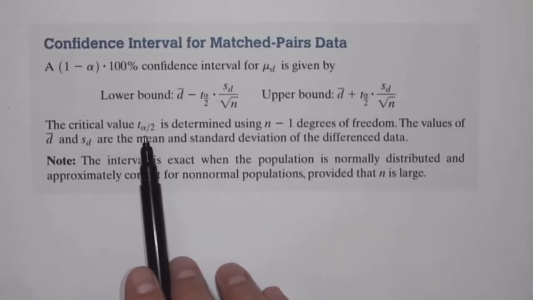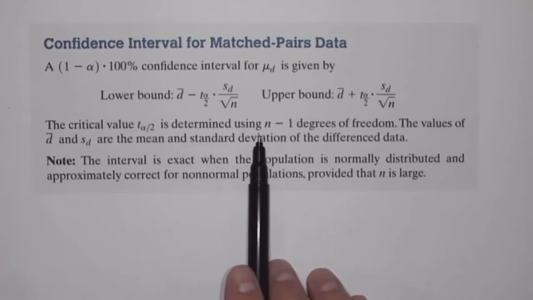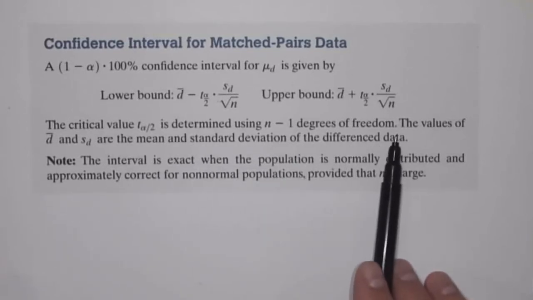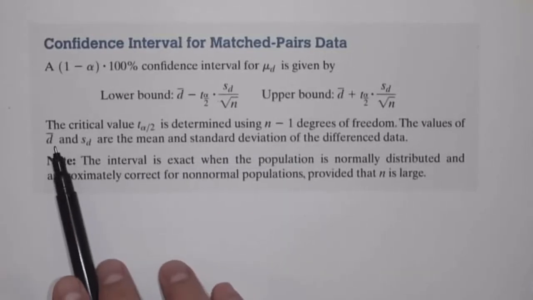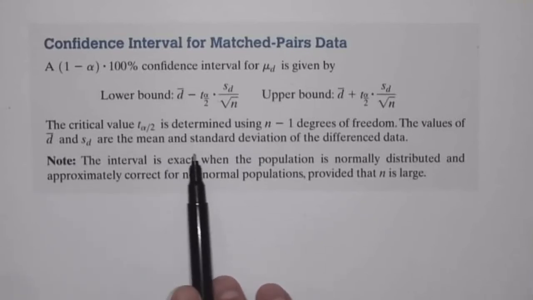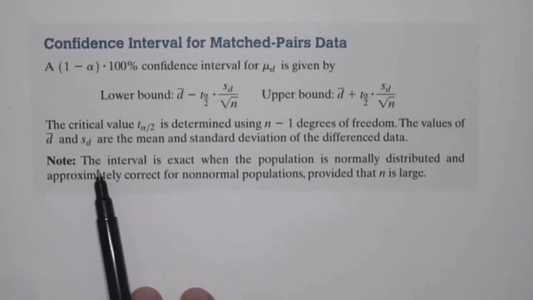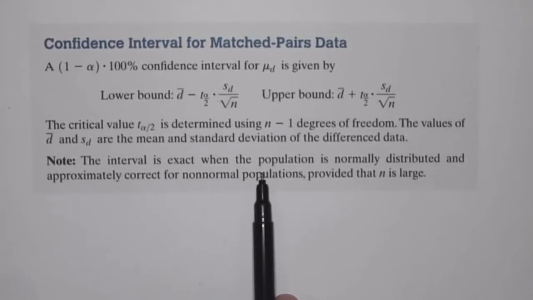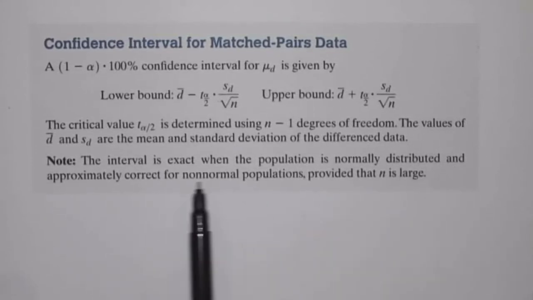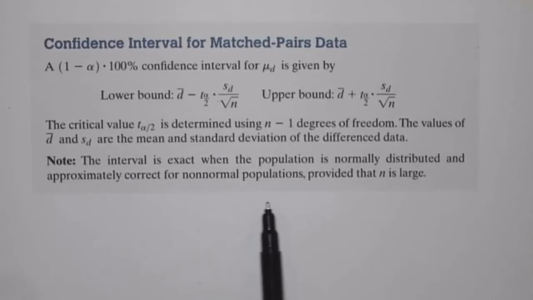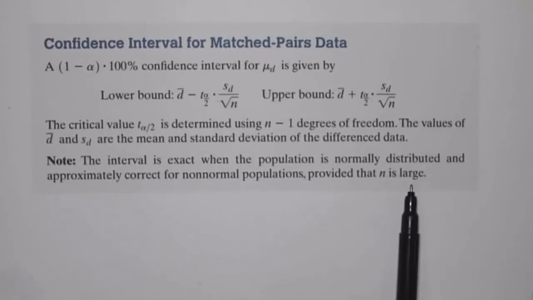The critical value t sub alpha over 2 is determined using n minus 1 degrees of freedom. The values d bar and s sub d are the mean and standard deviation of the differenced data. Note the interval is exact when the population is normally distributed and approximately correct for non-normal populations provided that n is large. And so n is large meaning 30 or more.